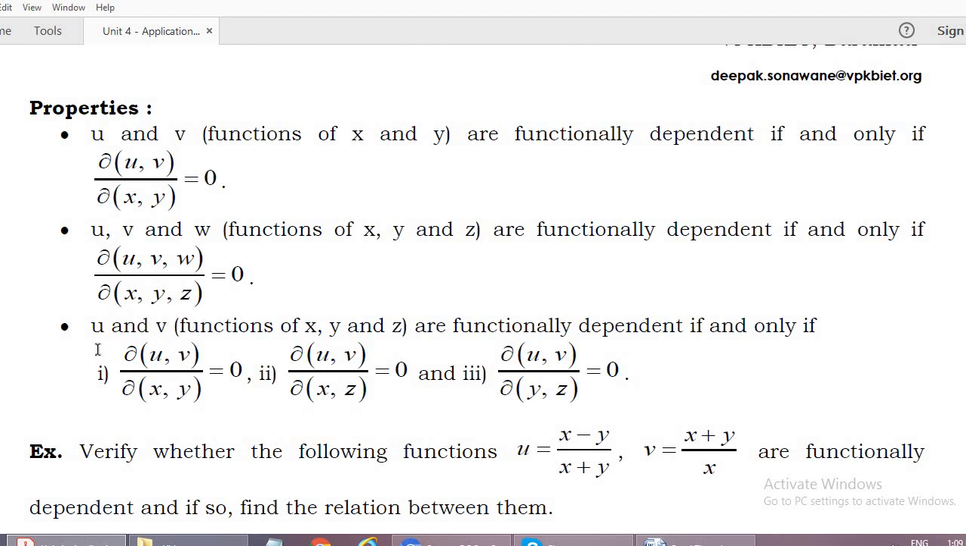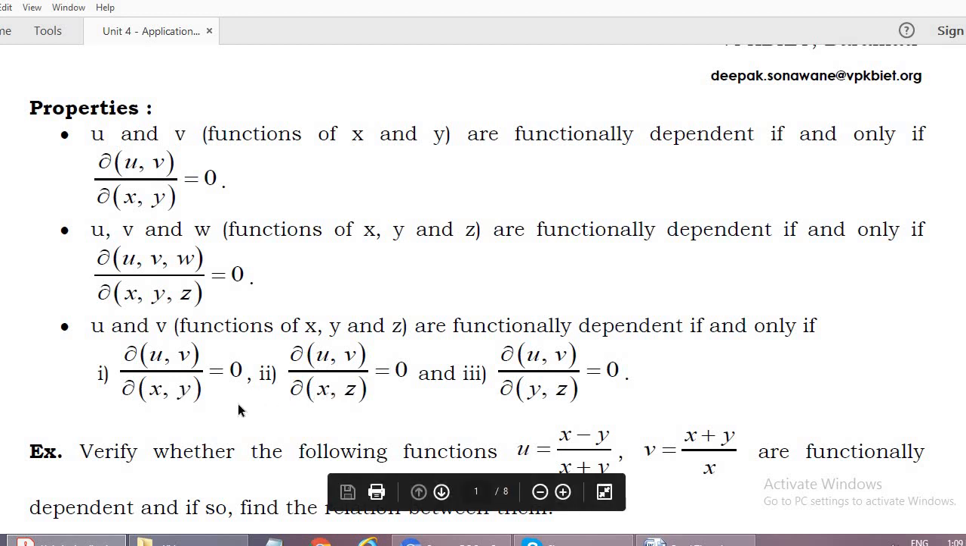And one more. If u and v are two dependent variables and x, y, z are three independent variables, then u and v are said to be functionally dependent if and only if these three Jacobians of order 2 by 2 must be equal to 0.